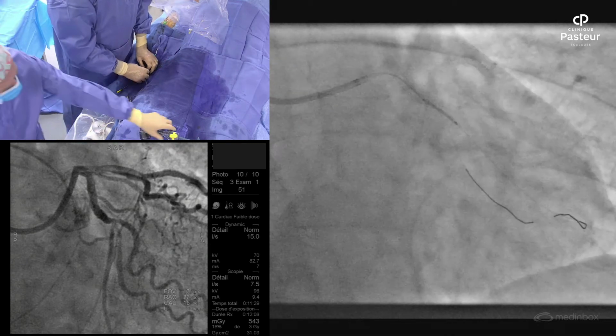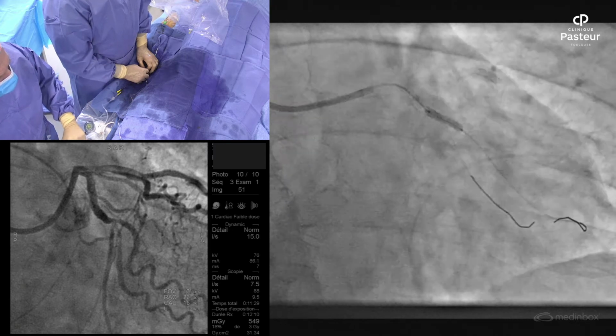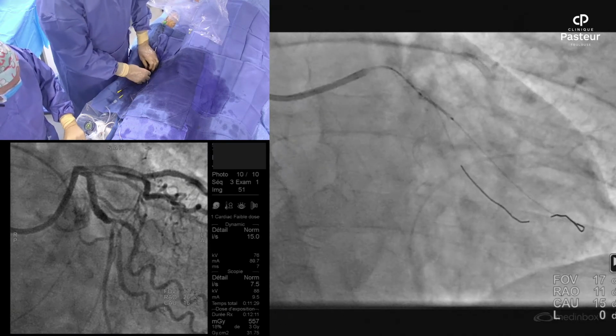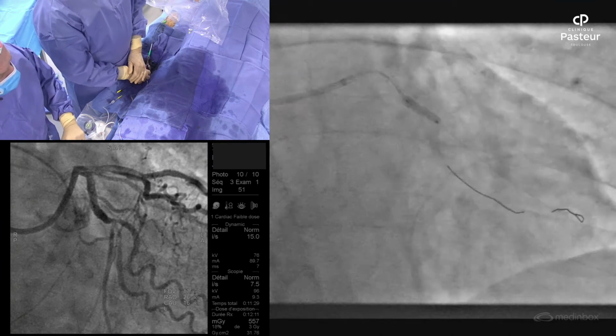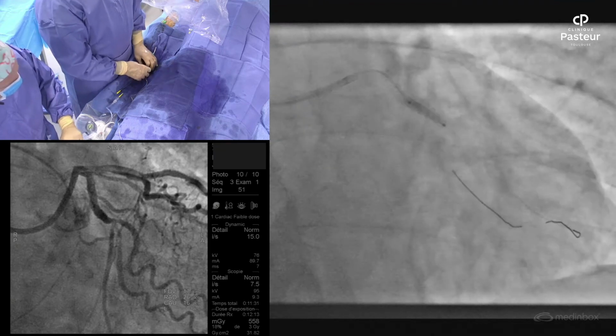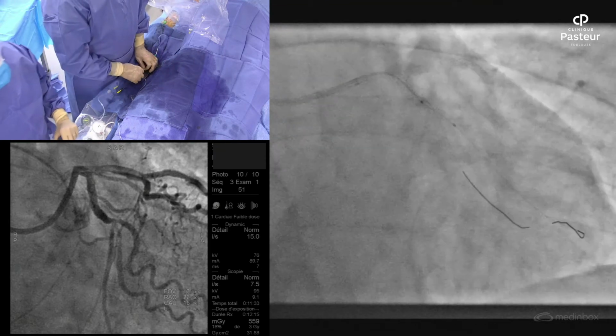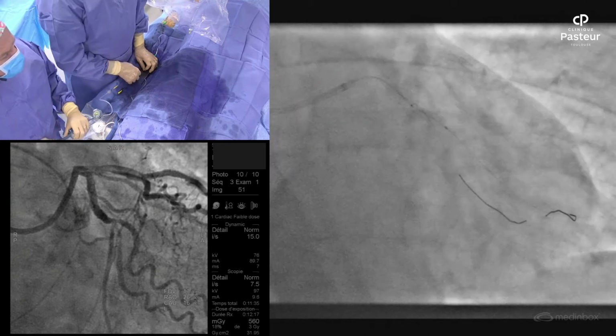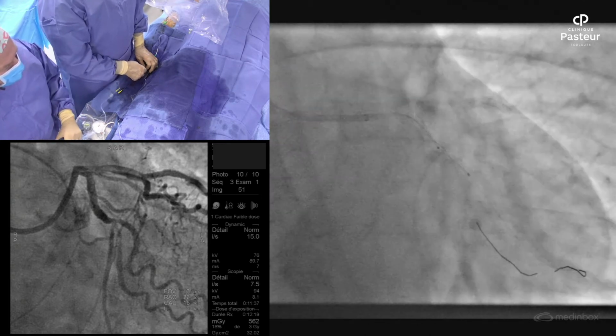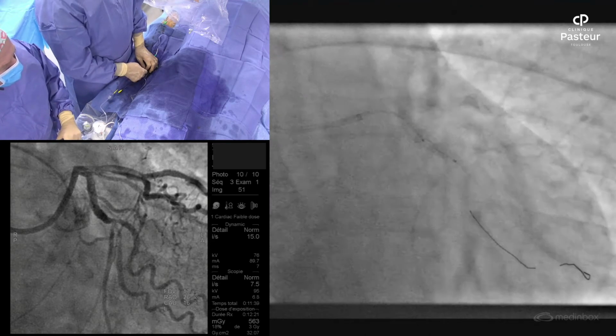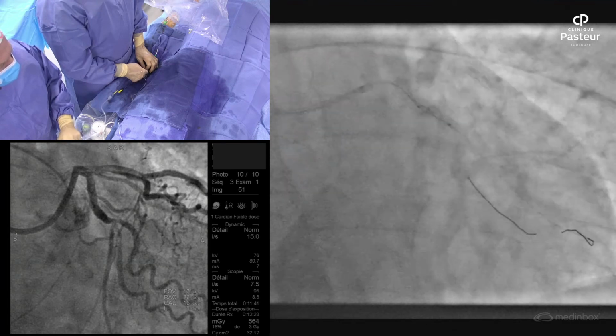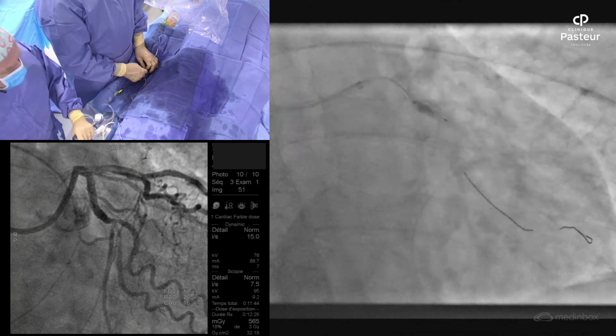Okay, 8, 10, 12. Well, we can go up to 14. It's a 2.5 vessel, no problem. Okay, 14, 16. And then we can pull back a little bit. So what you can do is to do a POT. First a mini POT with a short 3.0 balloon. Go to 20.